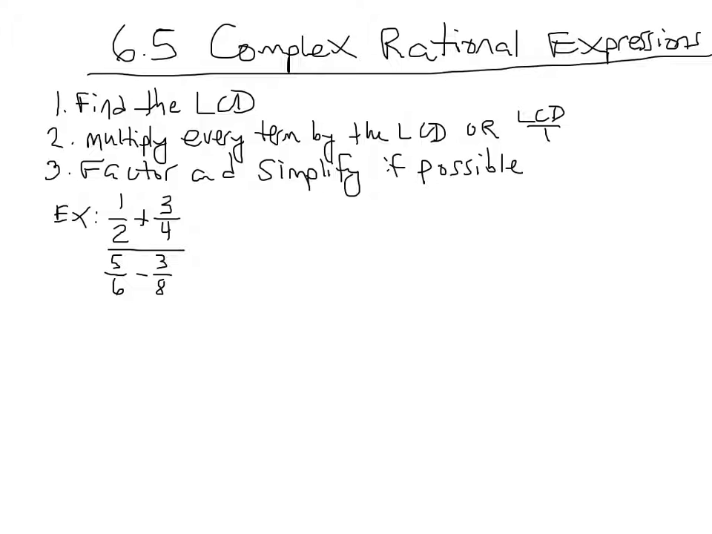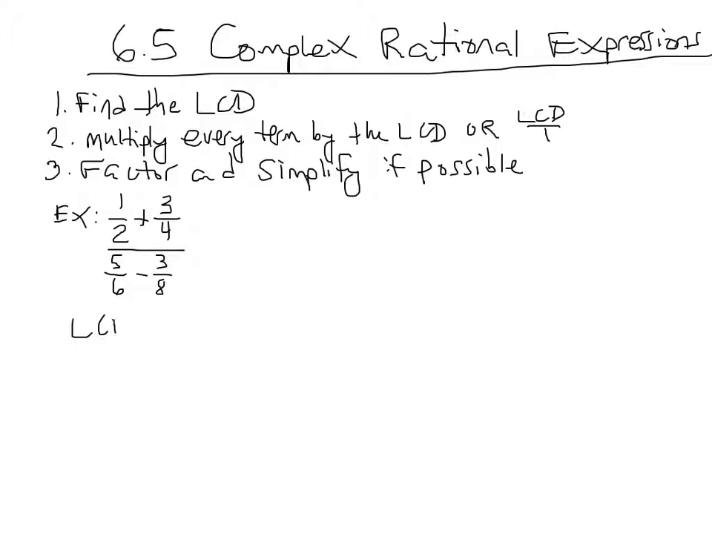So to solve it, we have a three-step process. This is slightly different than the notes I gave you in class. I like this maybe a little bit better, because it's a little bit shorter and I think a little clearer. So the first step is to find the LCD. Then we're going to multiply every term by the LCD, or if it's a fraction, by the LCD over 1. We will then factor and simplify if possible.